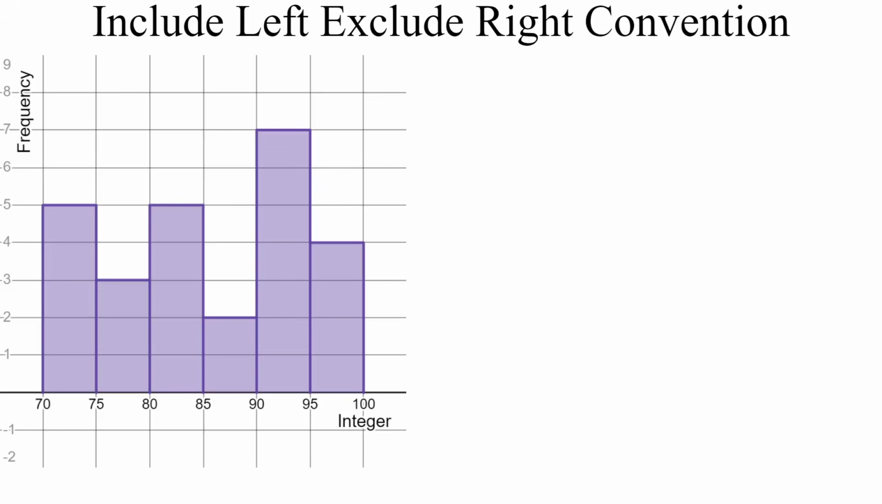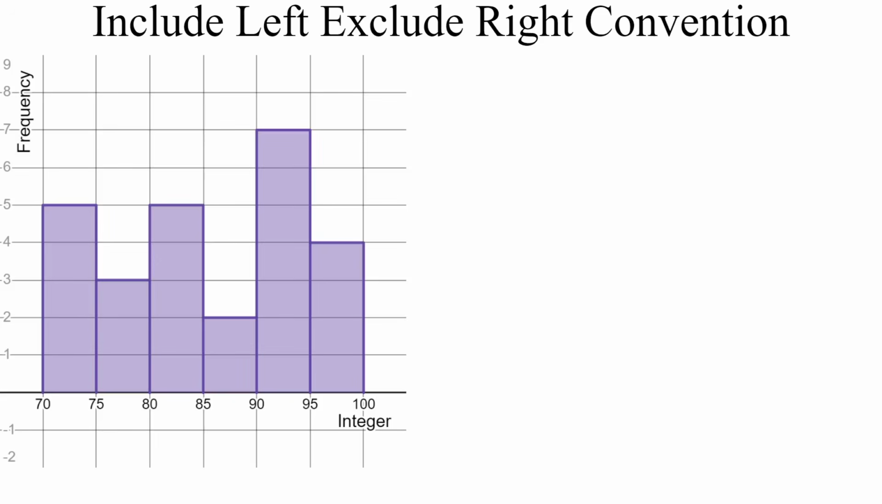I call this the include left, exclude right convention. So they don't have to be integers, but you'll see a lot of times on the SAT, they'll tell you that the data values are integers because they don't want to overcomplicate things in that sense. So let's just say these are integers. And do you notice how some of those numbers in the middle, like 75, 80, 85, we're like, wait, which box do those go in? Like, are those in 2 boxes?